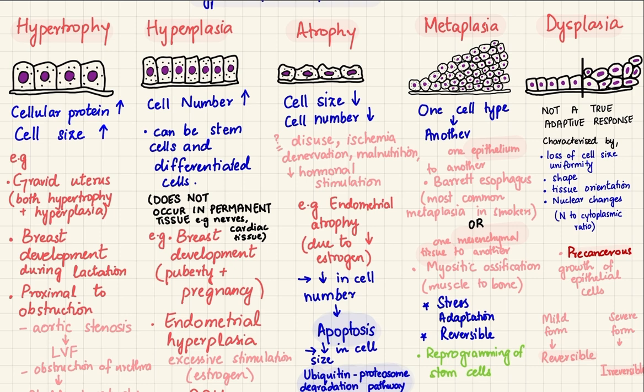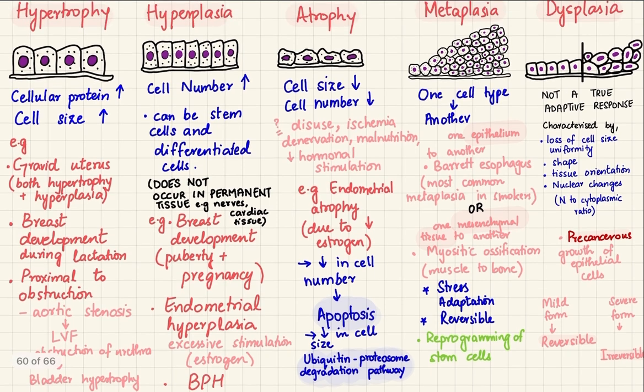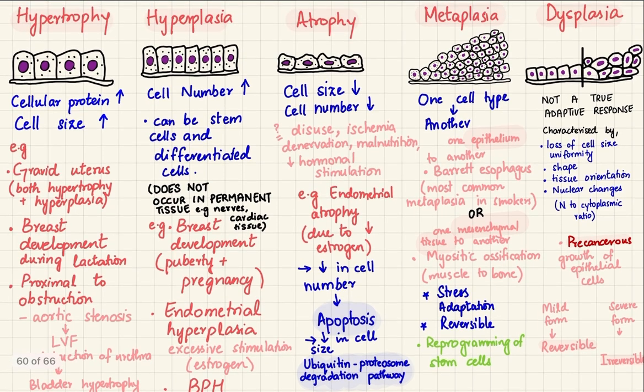Okay, so this is actually a stress adaptation, and it is reversible. So what happens is that the stem cells are reprogrammed, and one type of cell is converted into another type based on the fact that the next type is more fitted to withstand the circumstances that the new environment has presented. Okay. Lastly, we'll look at dysplasia.